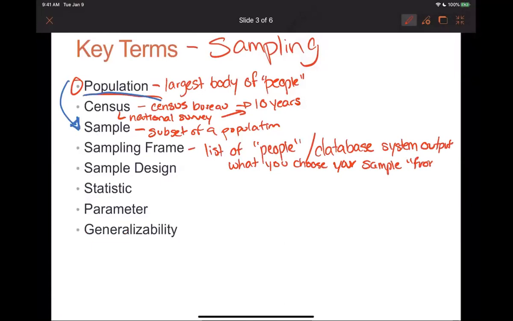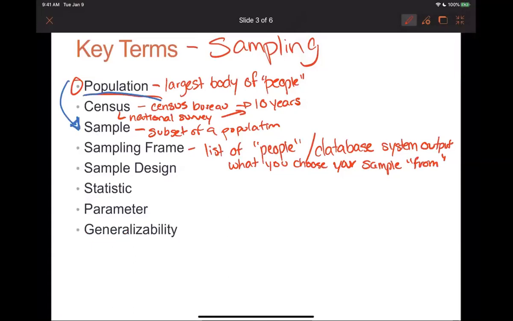from. So if I'm doing a survey of MPA students, I might go to the registrar's office, and they can go into the PeopleSoft Oracle database system, find every student listed as an MPA major at the graduate level, and export that as a spreadsheet. Now there's a list of 437 students. That list of students is now my sampling frame from which I can choose.